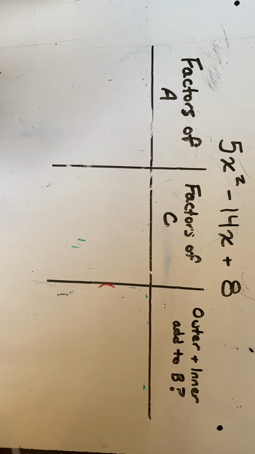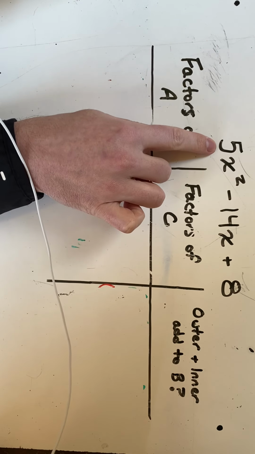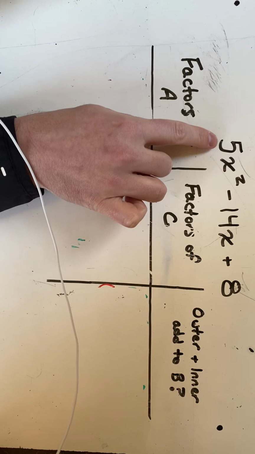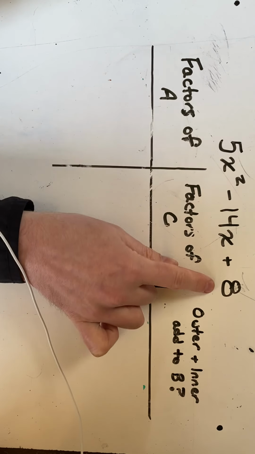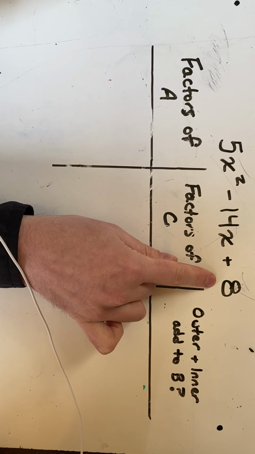Hello students, this method is an alternate method for factoring quadratics when we have a coefficient in front of our x squared. So again, we call this a, b, and c. So here a is 5, b is negative 14, and c is positive 8.